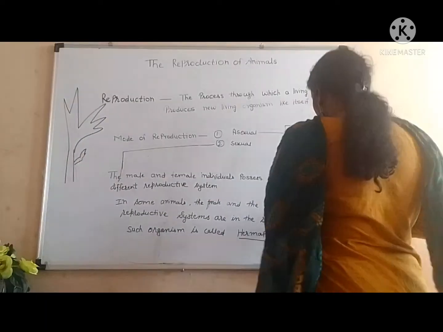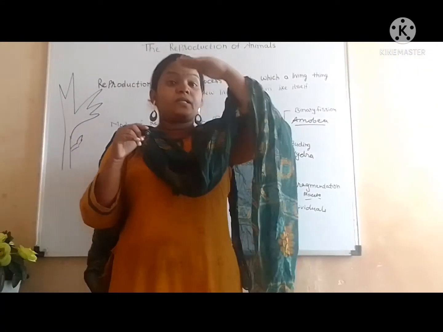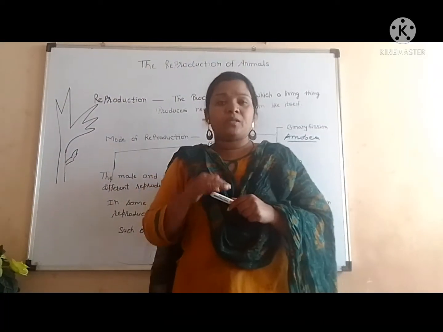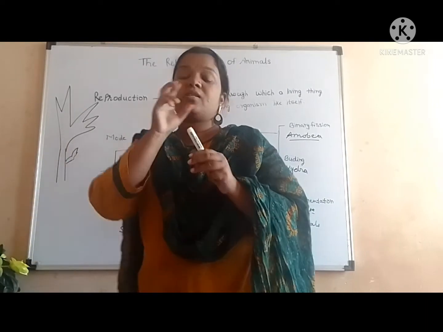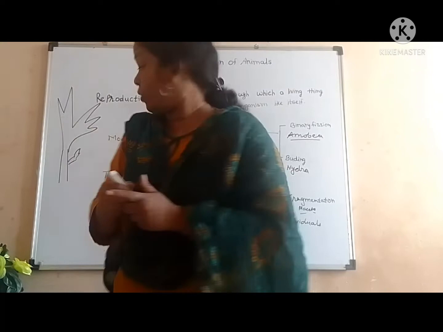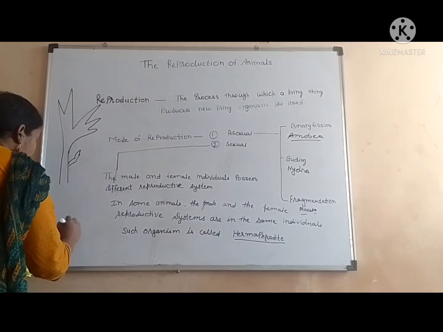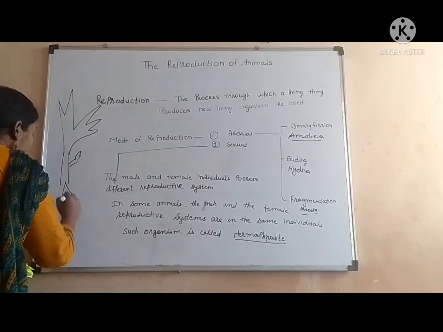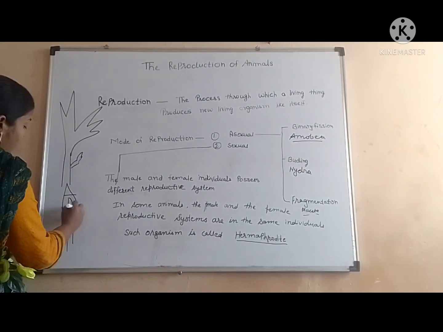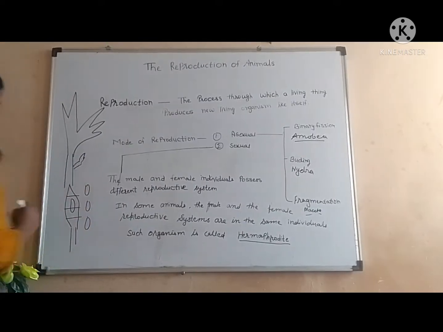The third one is fragmentation. In fragmentation, the body divides into one or more pieces. Then these pieces grow into whole new bodies. Suppose here I draw a diagram of fragmentation. Here is one example, a planaria. It divided into many pieces. Each piece grows and makes a whole body.